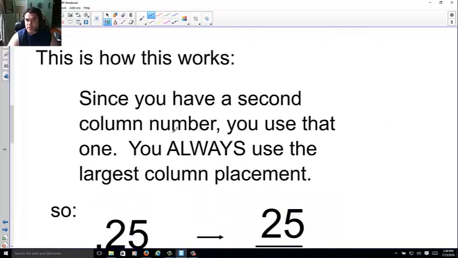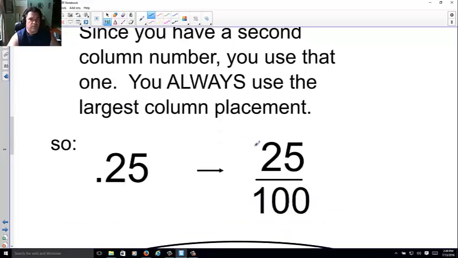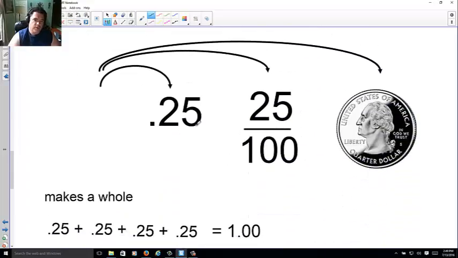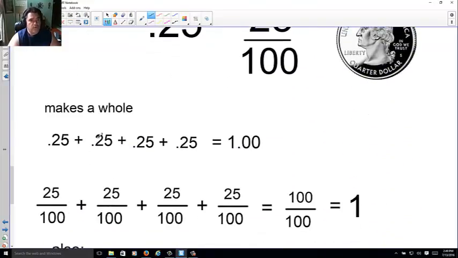Since you have a second column number, you use that one. You always use the largest column placement. So, okay, 25 over 100. Yes, I know most of you know that's going to turn into 1/4. We'll get to that soon. Just want to make sure that everyone's fresh with what we have. So 0.25, 25 over 100, a quarter.